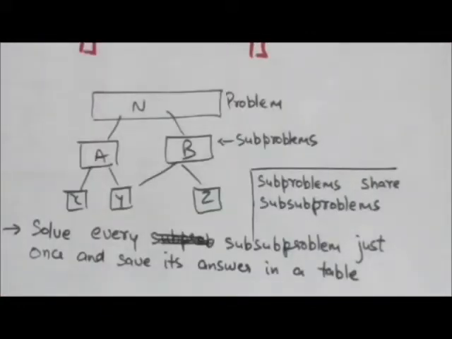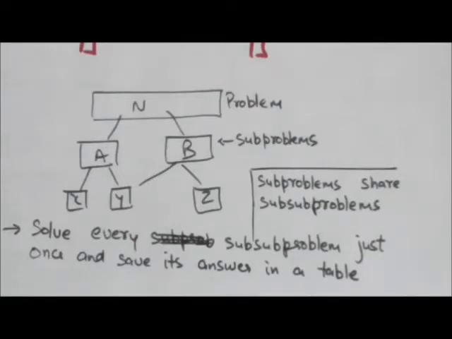Dynamic programming solves the problem by combining the solutions to subproblems. These subproblems are not independent. They share sub-subproblems. The divide and conquer method also solves problems by combining the solutions to subproblems. But divide and conquer algorithms partition the problem into independent subproblems, whereas dynamic programming is applicable when the subproblems are not independent.